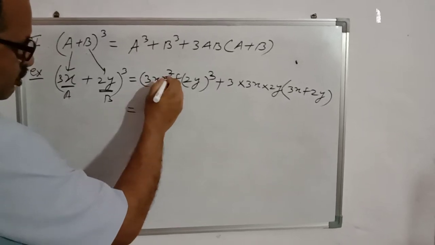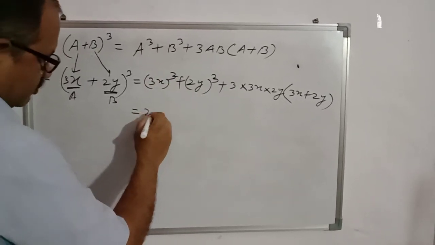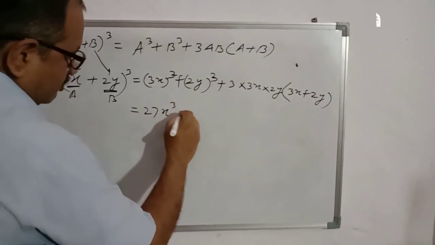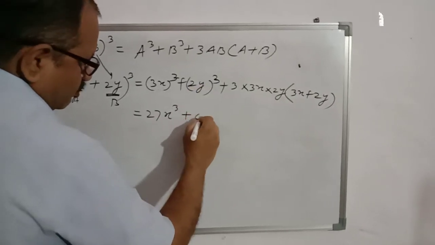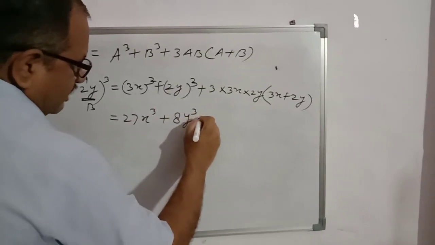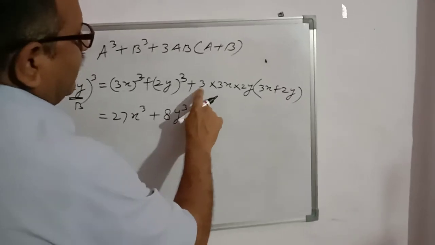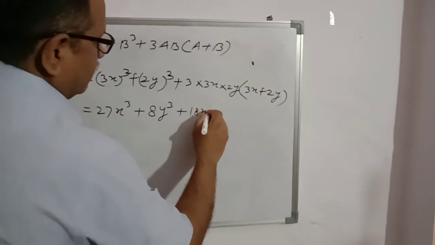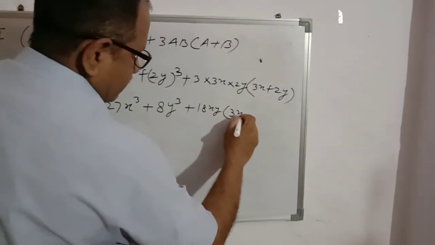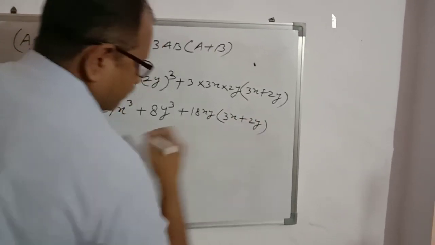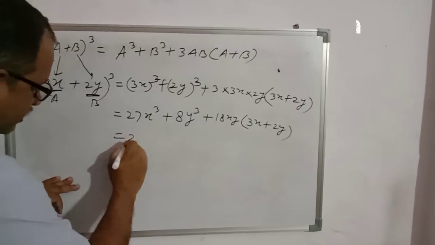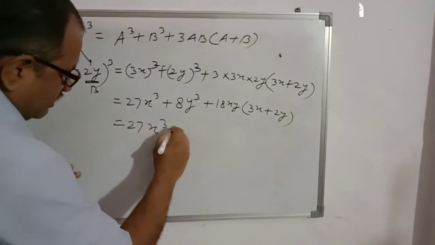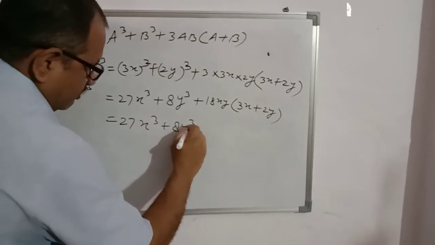Simplify it. 3 cube, 3 into 3 into 3, it is 27. x cube. 2 cube, 2 cube is 8. y cube, plus multiply it: 3 into 3, 9, 9 into 2, 18xy in bracket (3x + 2y). So 27x cube plus 8y cube.